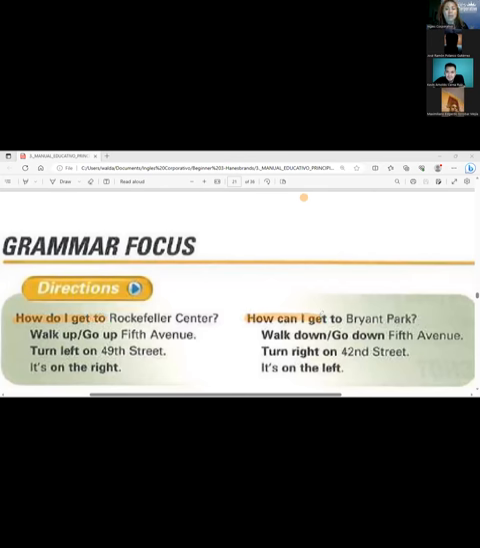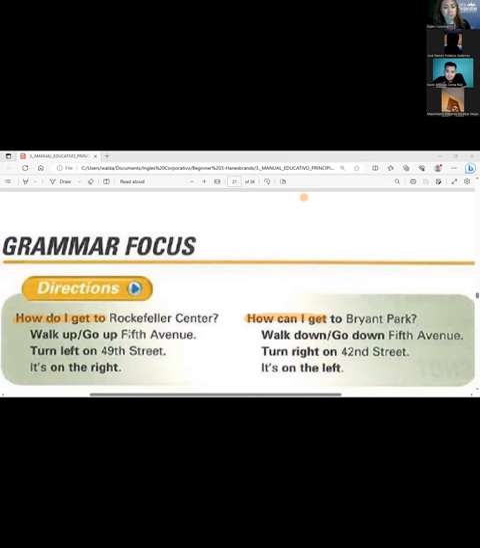Now, how are you going to answer? Well, you can say walk up or go up. It means to walk in the direction of a hill, for example. Go up Fifth Avenue or walk up Fifth Avenue. Es como subir. Yeah, exactly. So it means to walk up in that direction, like a hill.